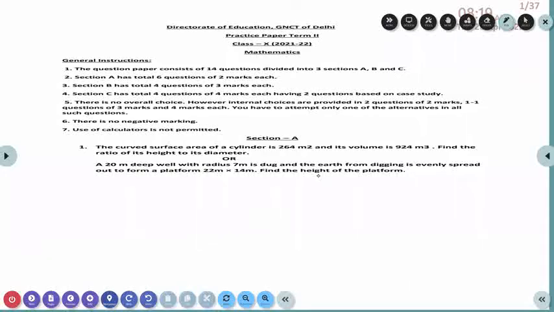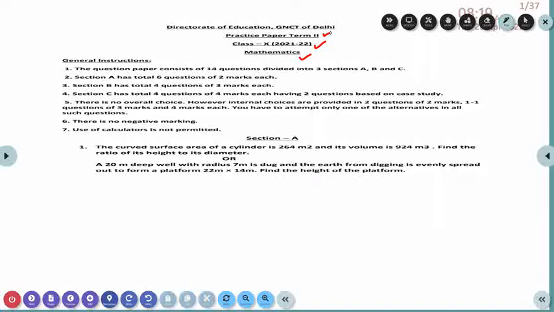So in today's video lecture, we are going to discuss the class 10th maths practice paper for term 2, which is released by the Directorate of Education. This question paper is a must for all those students who are appearing for the 10th board exams. So let us start with Section A.